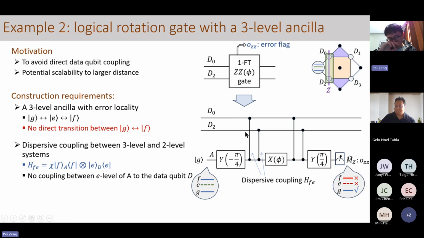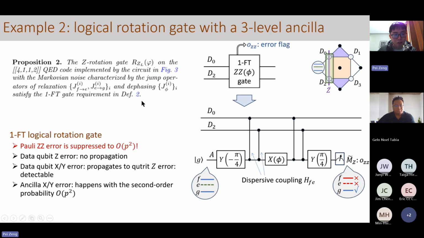We have also shown that for this specific Hamiltonian drive procedure, this CZ gate is done by the ZZ interaction Hamiltonian. If you check the dynamical procedure of this Lindbladian noisy process, you can also have a rigorous proof to show that the ZZ rotation gate is also fault-tolerant.